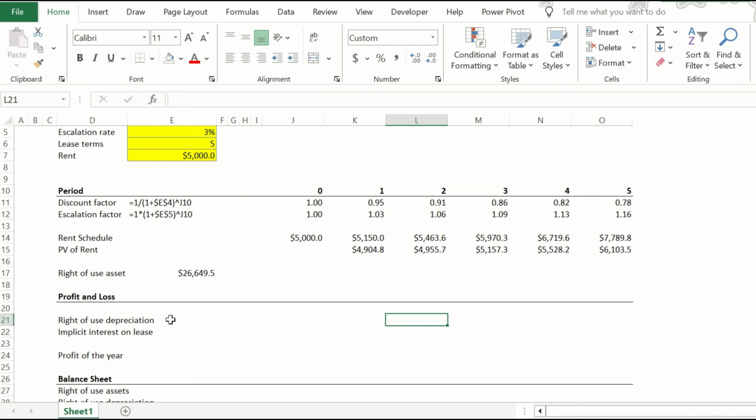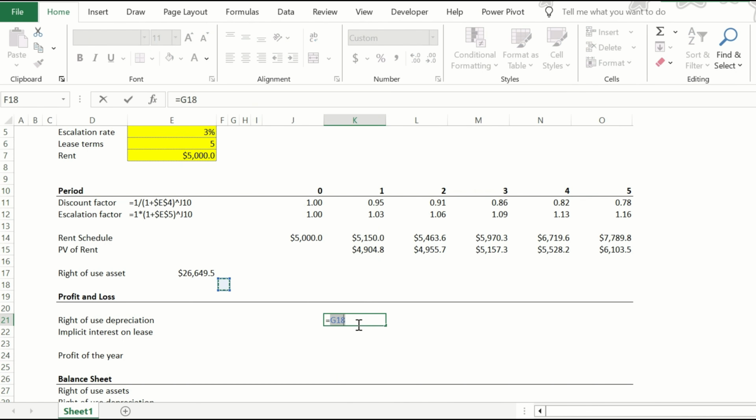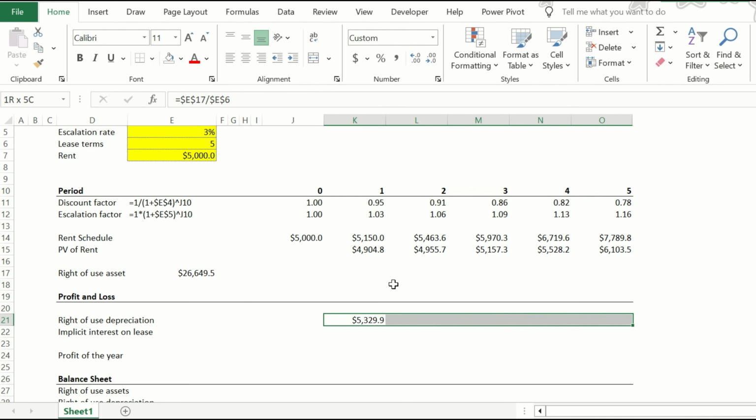So as I mentioned, we are starting our P&L from here. We are starting our payment from year 1. So this is our right of use asset. Let's divide by the term of the period. Lock this with F4. So this is our straight line depreciation.